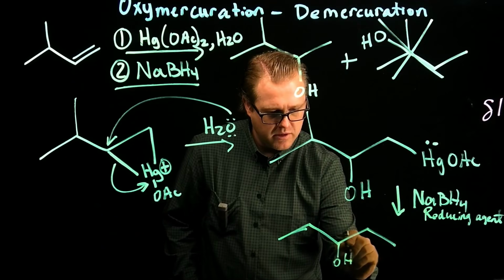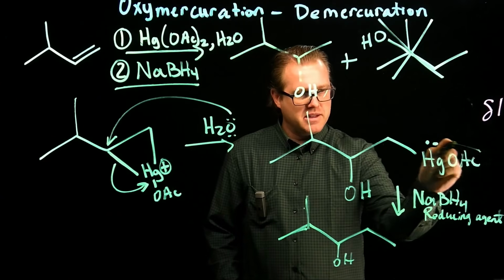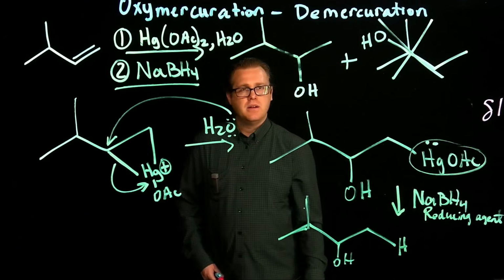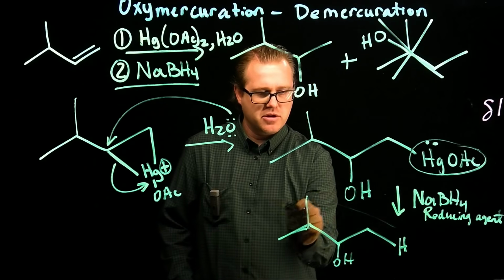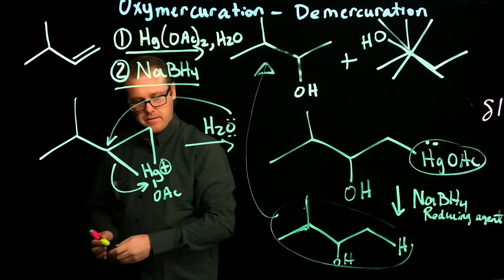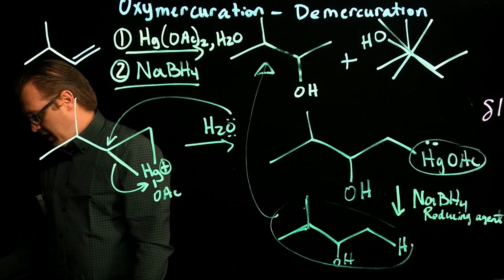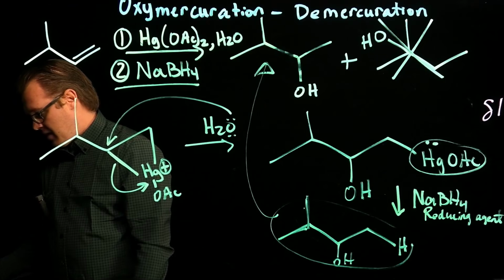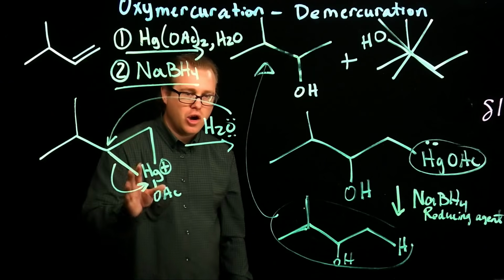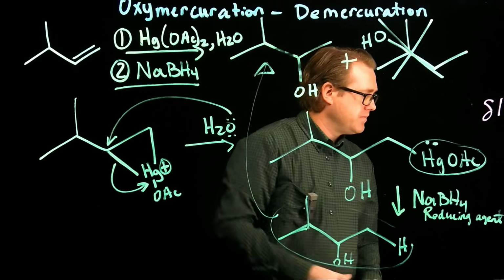Let's not run out of room. You see how it's going to replace the mercury with what? The proton. And so that right there, this structure right there, is our product. So the moral of the story here, and the cool thing about the oxymercuration, is the fact that there's no carbocation rearrangement. So you get your one product.